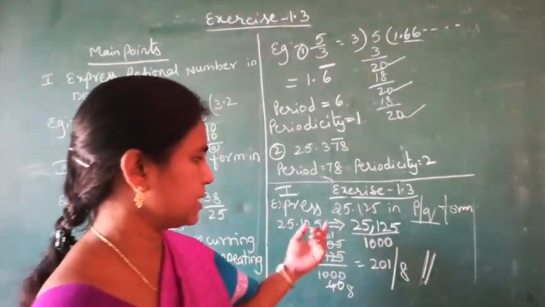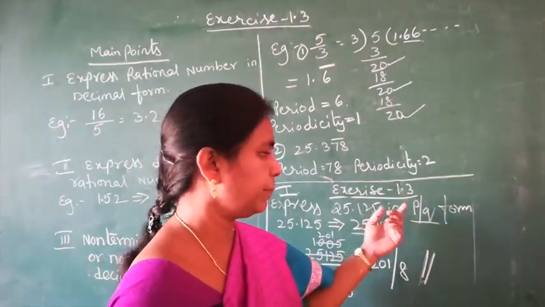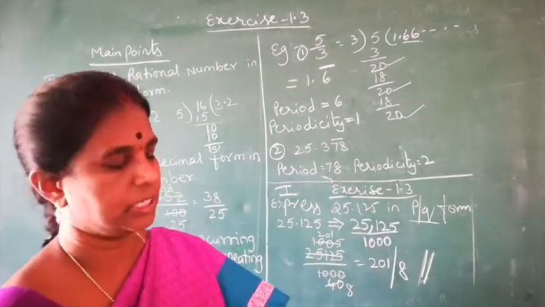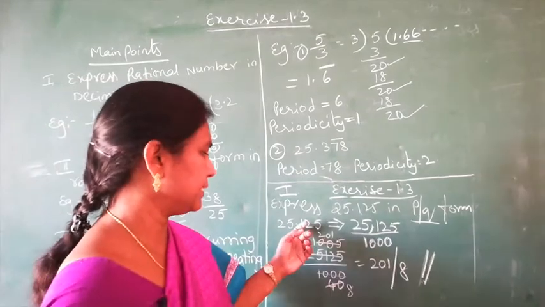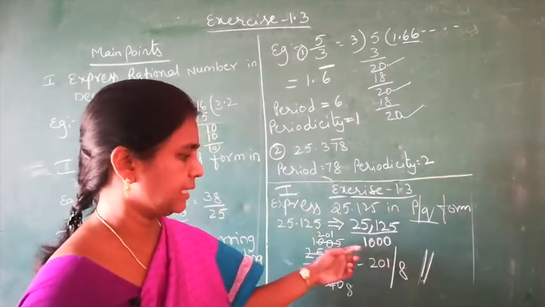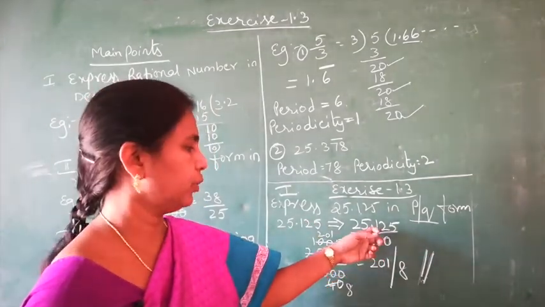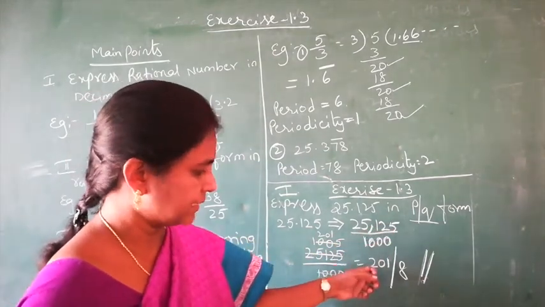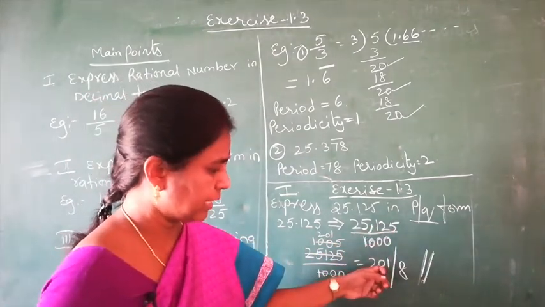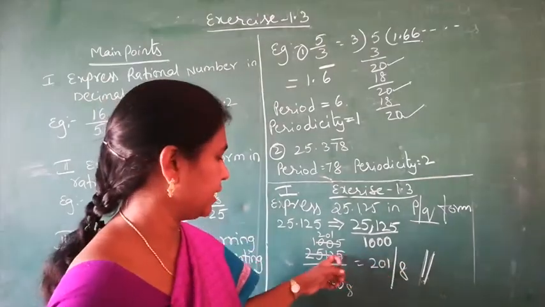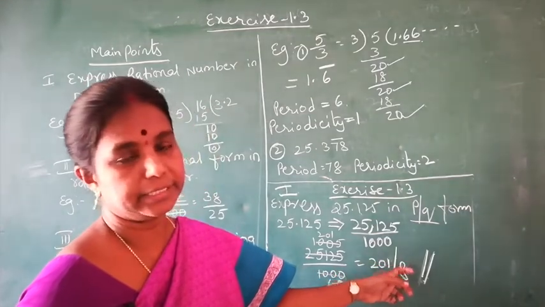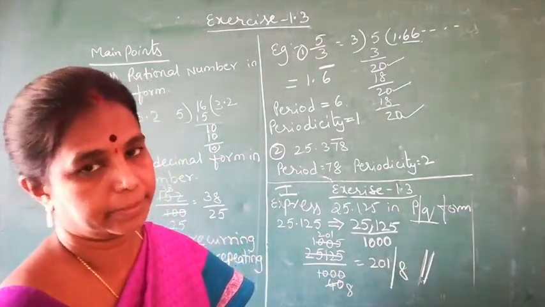Now, express 25.125 in P by Q form means decimal form to rational form. How many places after the point are there? 3 places. Then you have to put 1000. Then 25,125 by 1000. After cancellation and simplification, you will get 201 by 8, using the 25 table and the 5 table. Then 201 by 8 is a rational number.